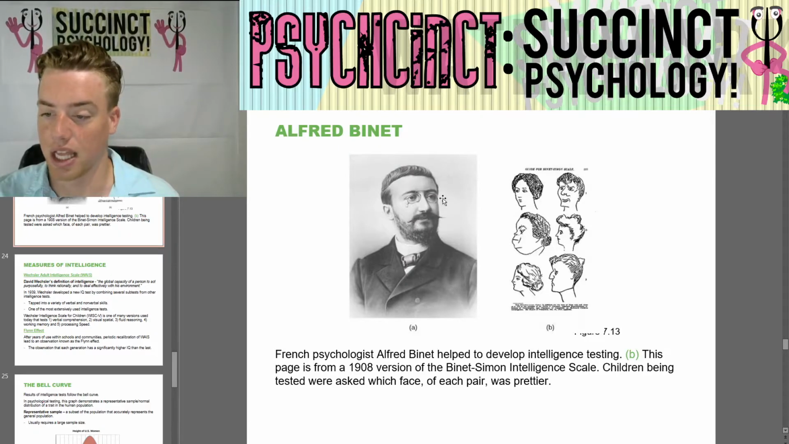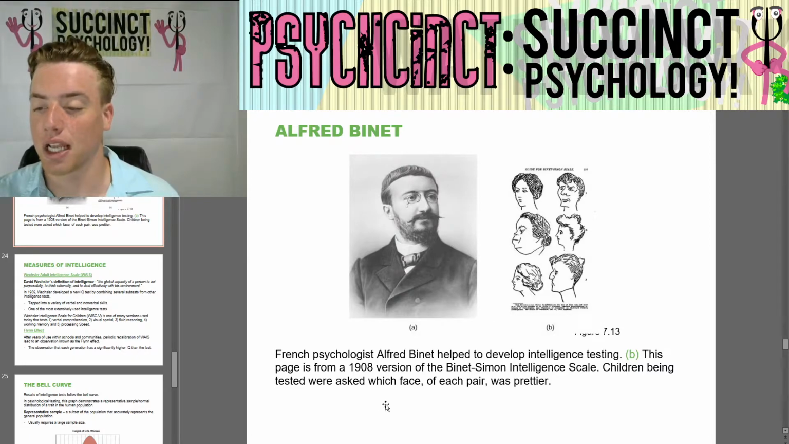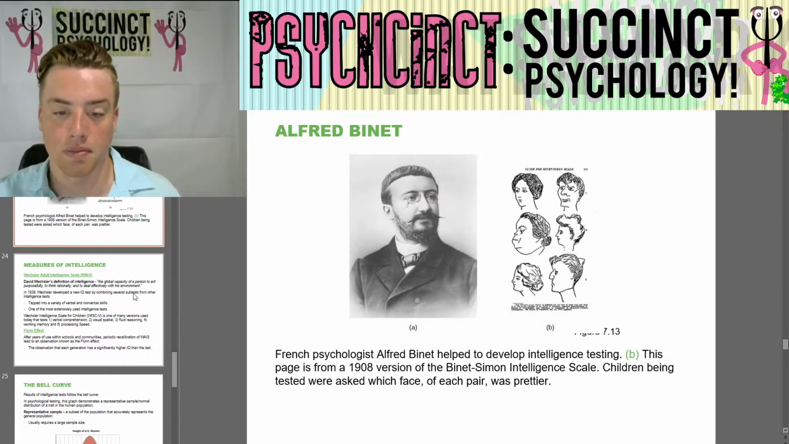So, Alfred Binet, see him right here, very handsome man. French psychologist Alfred Binet helped to develop intelligence testing. And second, figure B, this page is from a 1908 version of the Binet-Simon intelligence scale. Children being tested were asked which face of each pair was prettier. So they look at all these faces, and for each pair they pick the prettier face.